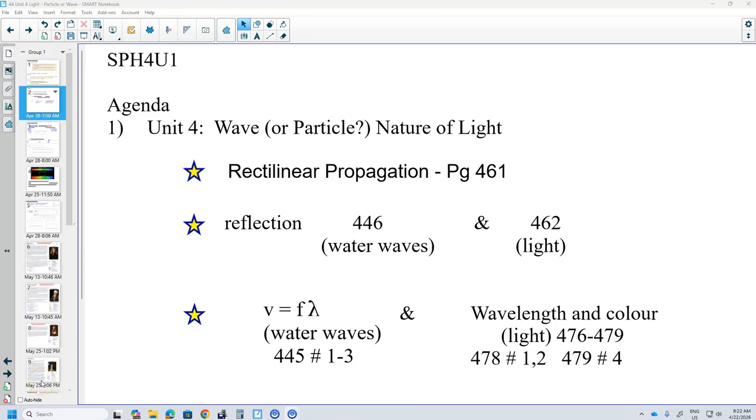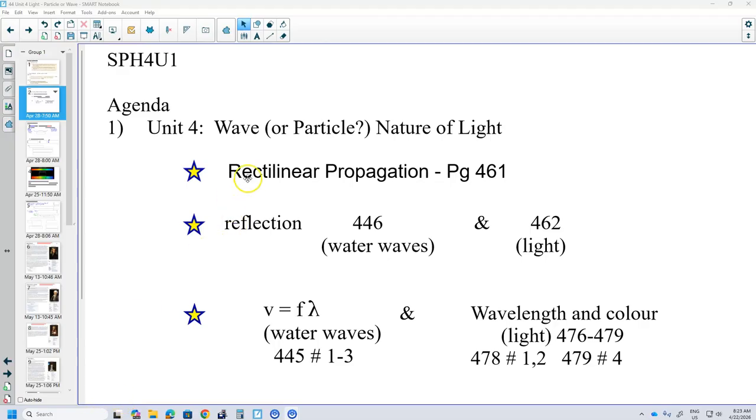It is new unit day, unit 4. So we have one more unit after this, modern physics, special relativity, things like that, you'll see. But this one, unit 4, we're talking about light, the nature of light, and it's basically about wave properties or particle properties of light.